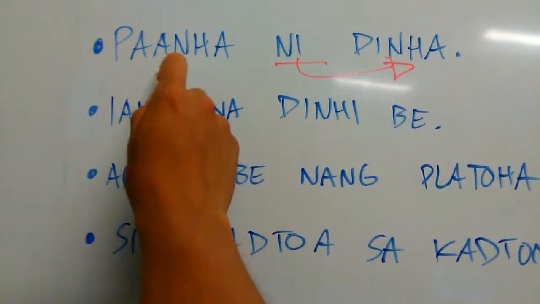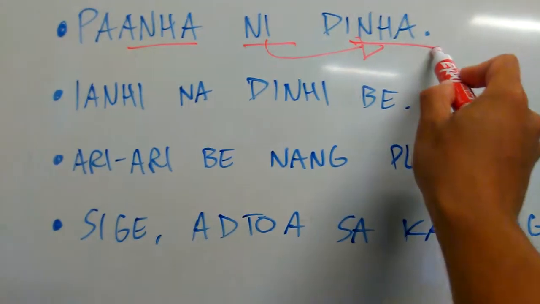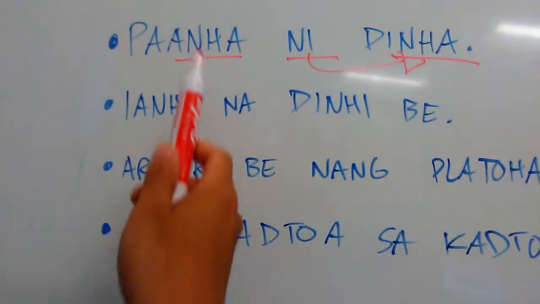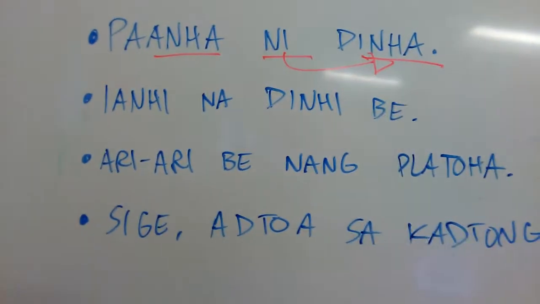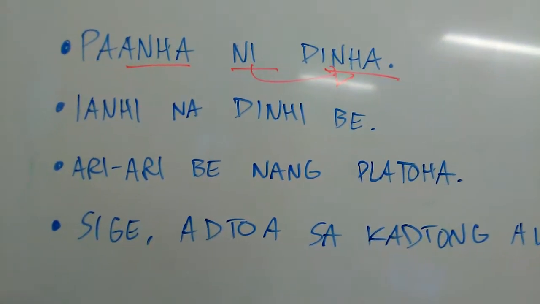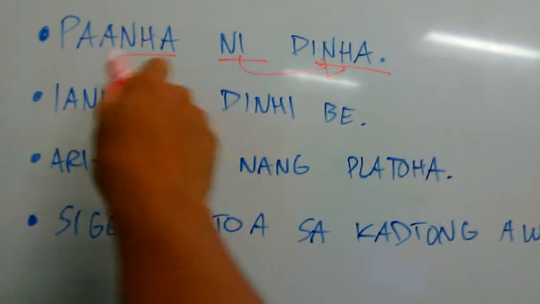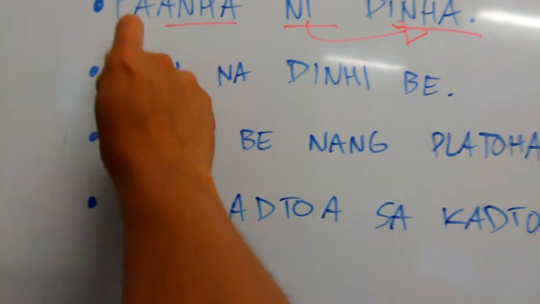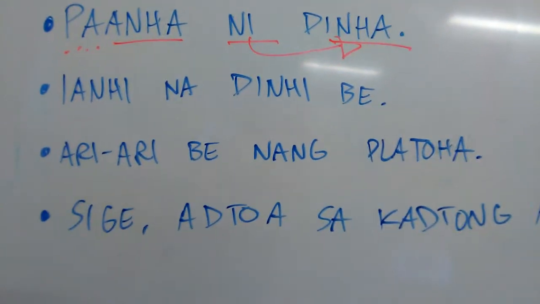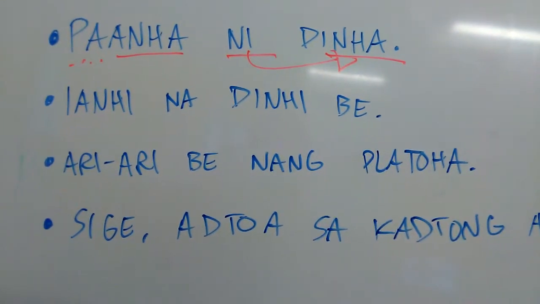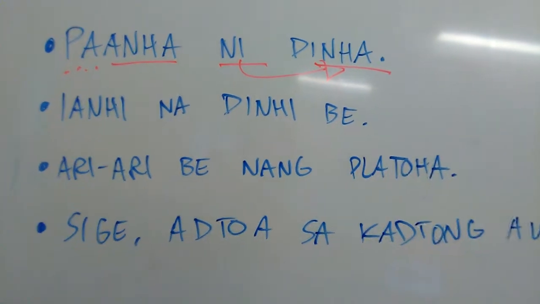And remember, it has to rhyme. Anha, dinha. Okay? Again, anha ni dinha. Please take that object away from me, or I guess move that object away, right? And I'm telling somebody to move it away. Ba, you already know what that can indicate. So paanha ni dinha, right?